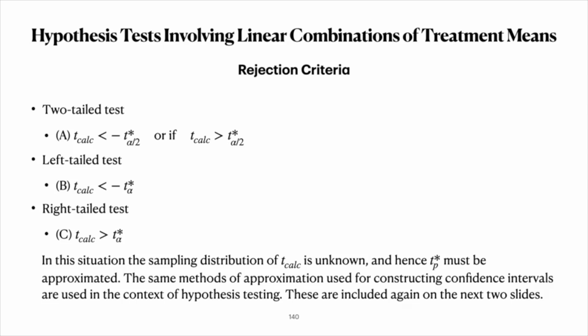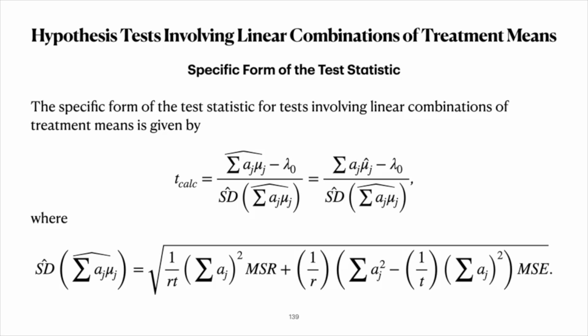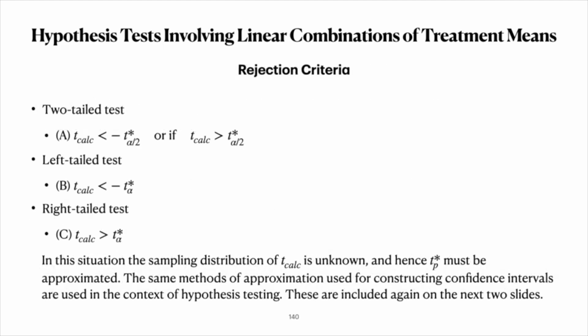And the reason, again, for that is because the estimated variance and estimated standard deviation of the point estimate of the linear combination of the treatment means involves more than one estimated variance component. In this case, it involves the mean square for blocks as well as the mean square error. And so because of that, the exact number of degrees of freedom associated with the sampling distribution of t-calc is unknown, and so we're not able to get an exact critical point in that case.